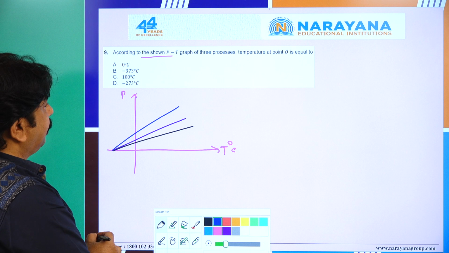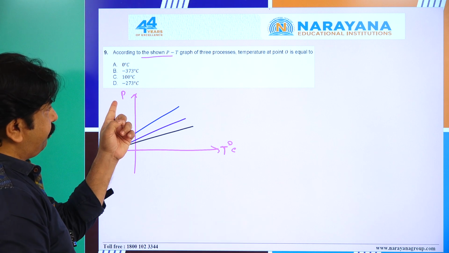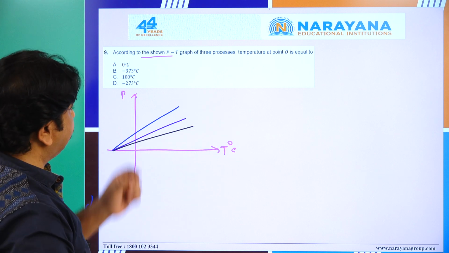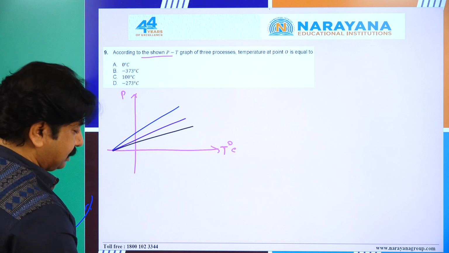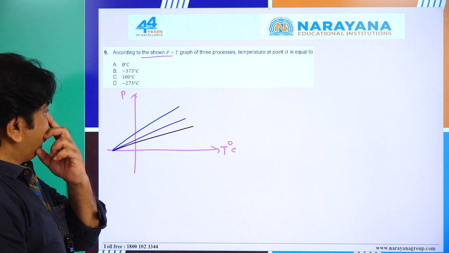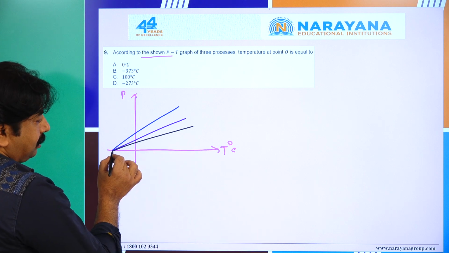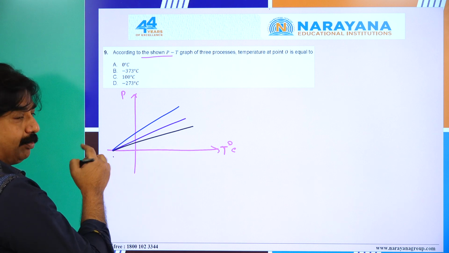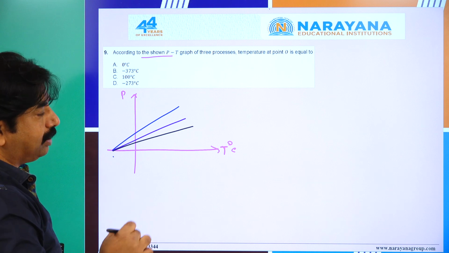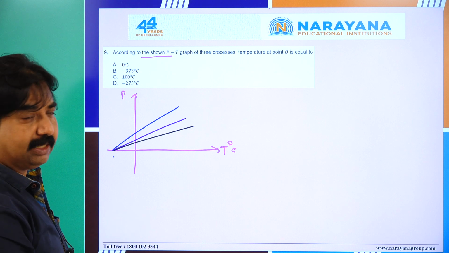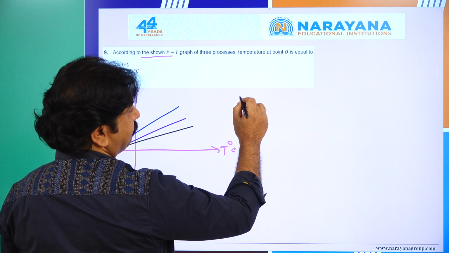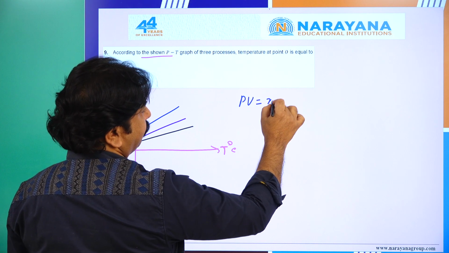But whatever it may be, all three different gases have the pressure P on the y-axis and temperature in degrees Celsius on the x-axis. All these curves intersect the temperature axis at a single point only. According to Charles' law, or from the ideal gas equation also, we can explain the same points. What are those points? PV is equal to nRT is the ideal gas equation.